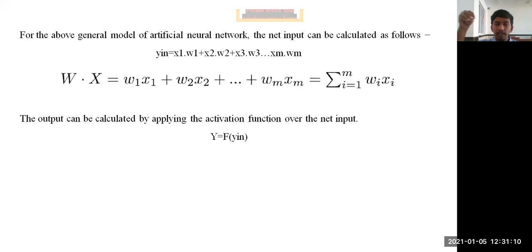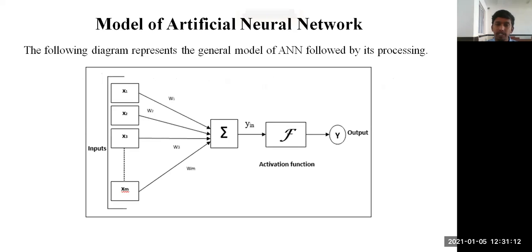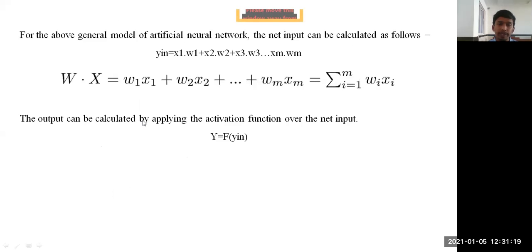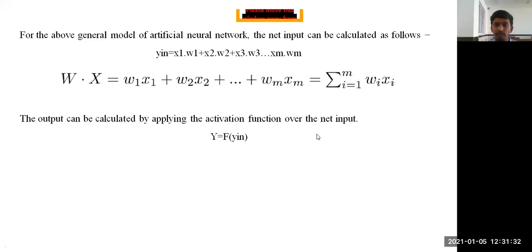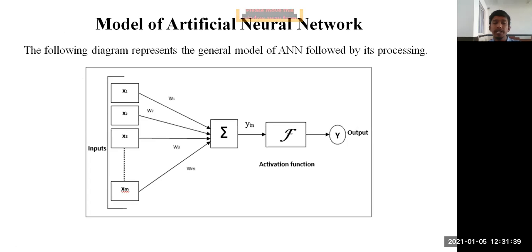That value will be given as an input for this activation function. You can see here y in is given as the input for this activation function. Okay, so the output can be calculated by applying the activation function over the net input, that is y equal to f of y in, that is, function of y in gives the actual output value. So y is equal to f of y in, that is the output value you get through your activation function. So this is a basic computation which is done in every artificial neural network.